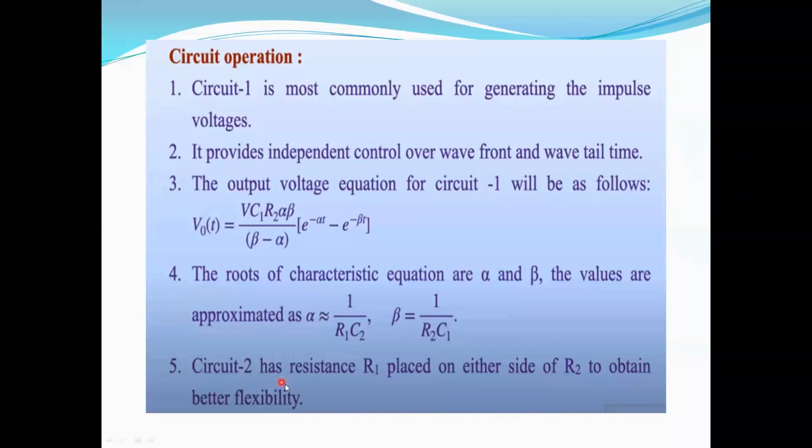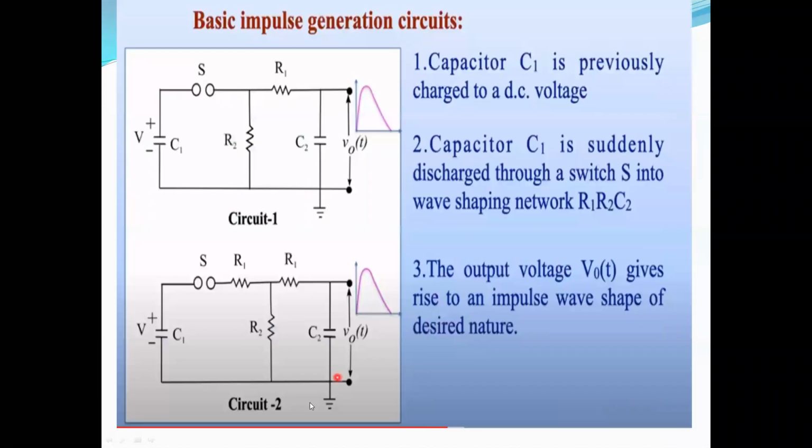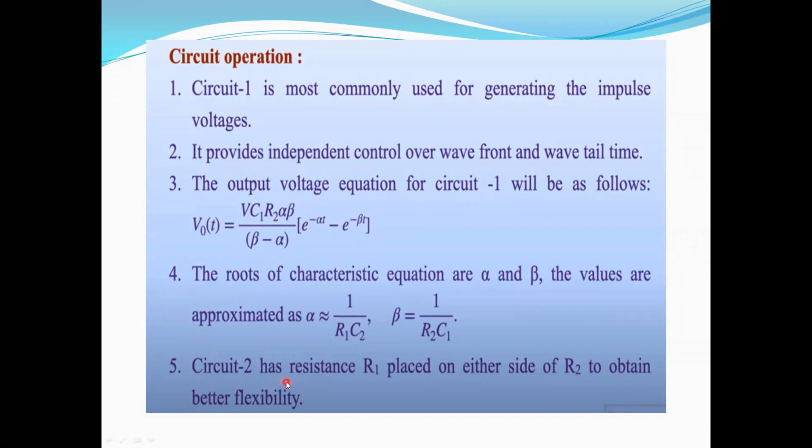Circuit 2 has resistance R1 placed on either side of R2 to obtain better flexibility. So this is called R1. Here there is no R1. Here we are introducing R1, which is called circuit 2. Under circuit 2, we have to introduce one more resistor, that is R2. The resistance R1 is placed on either side of R2 to obtain better flexibility.